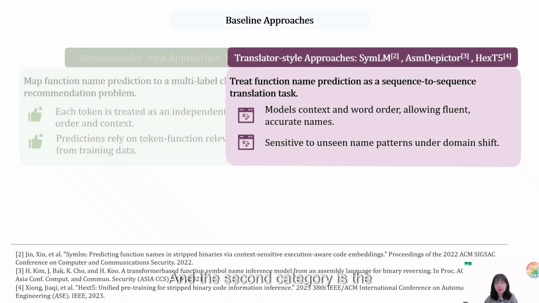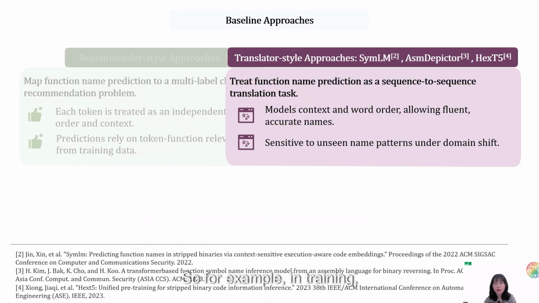The second category is the translator-style approach, such as SimLM, ASM Depictor, and HexT5. These models treat function name prediction as a translation-like task. They model both context and word order, producing fluent and accurate names when the pattern is familiar, but they are sensitive to unseen name patterns under domain shift.